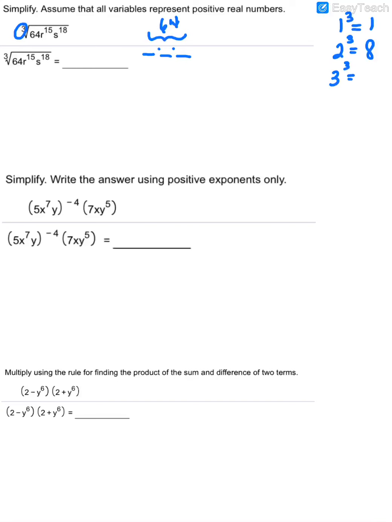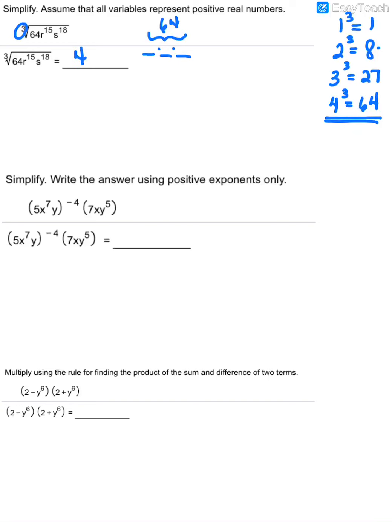3 cubed would be 27. 4 cubed would be 64. And so right there, we see that we do have a perfect cube. If we didn't, then we could go back and work with at least a factor that had a perfect cube. So in this case, the cube root of 64 gives us a 4.